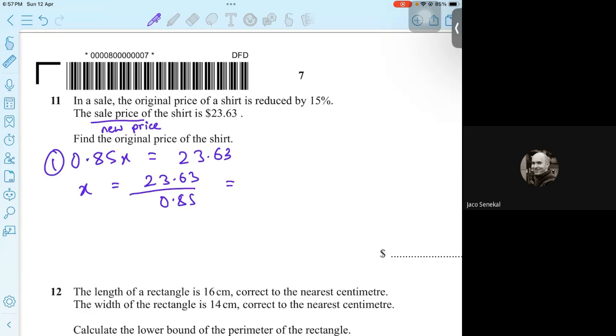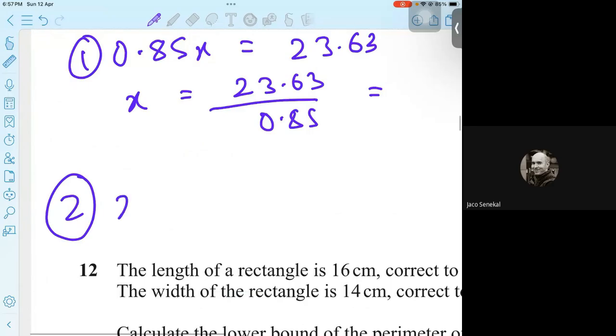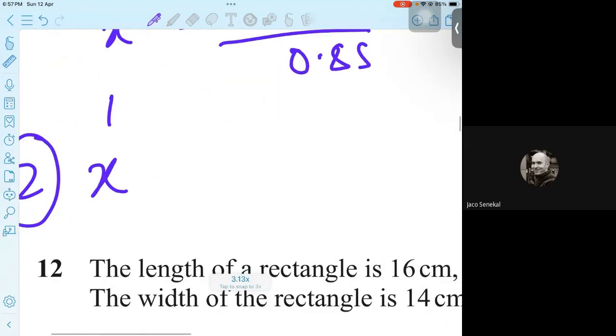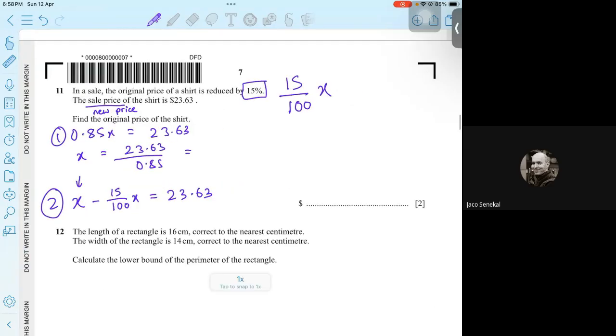Okay? The second method is using another formula. Imagine my initial value was x, and the way we denote this is basically 15 over 100 into x, right? That's basically 15% of x. So from my original price, I had a reduction of 15 over 100 x, and I got the new value to be 23.63. Okay? This is the second formula.